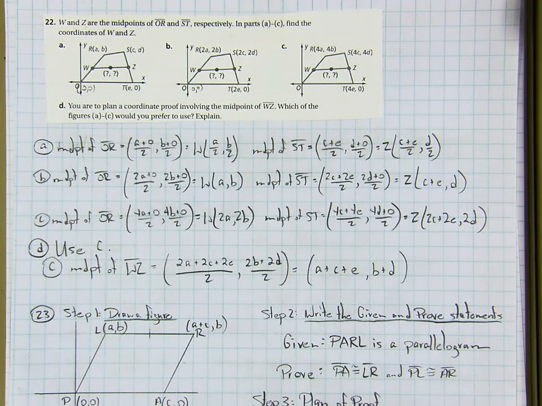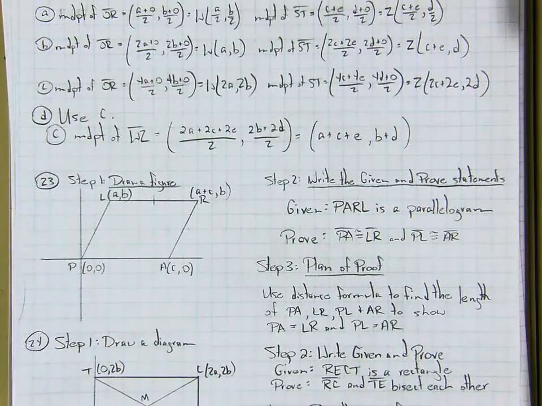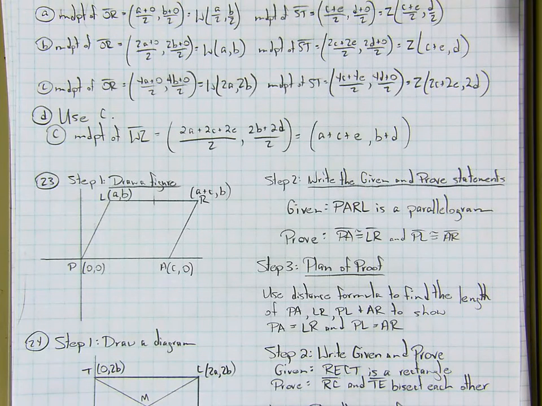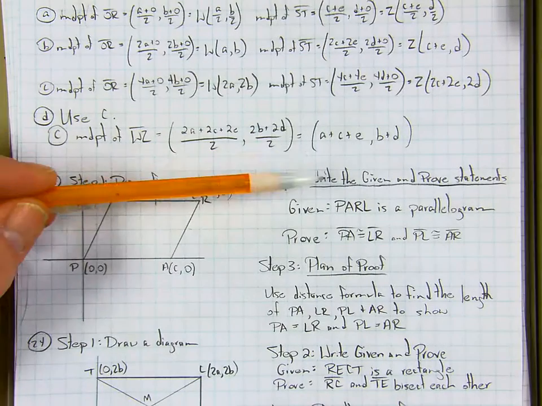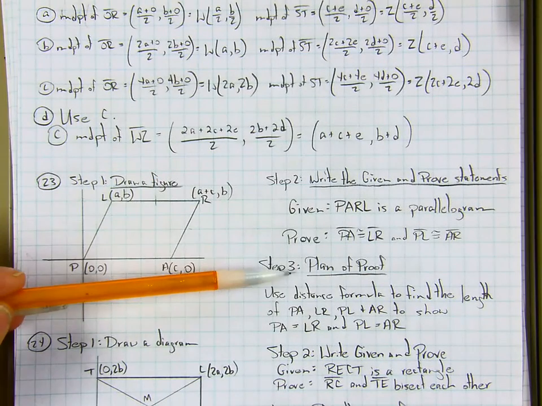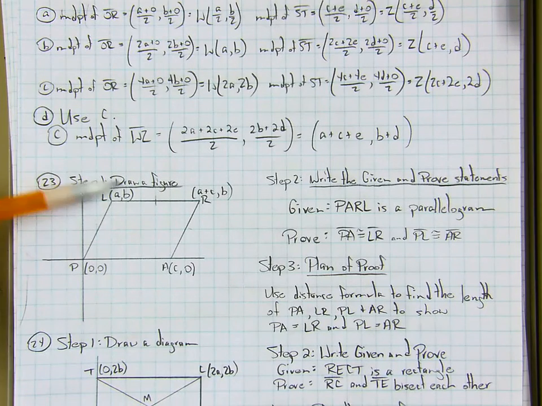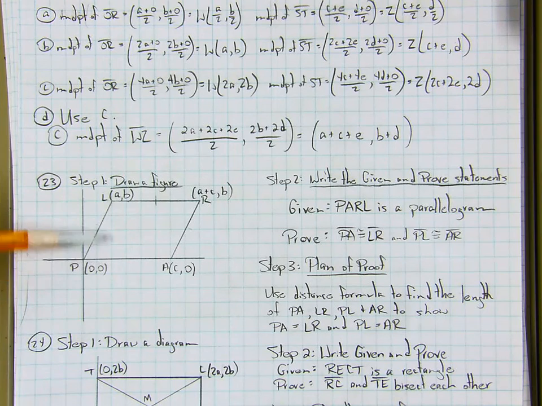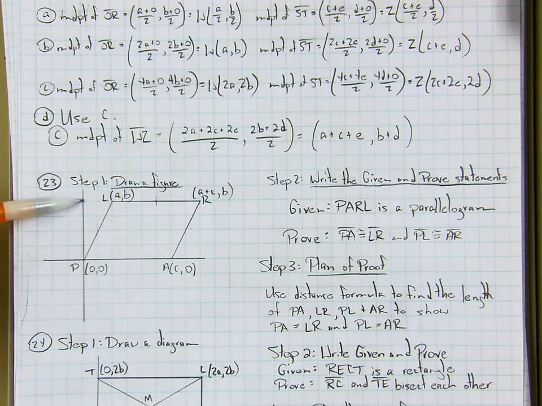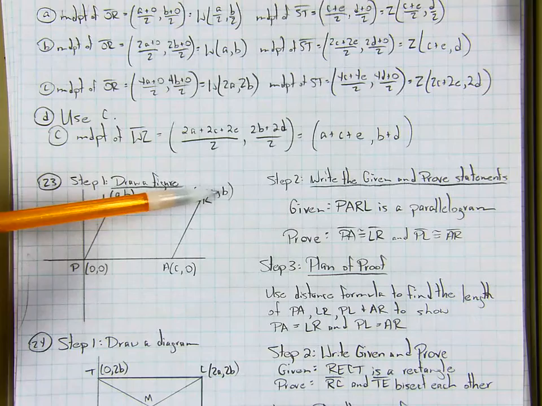All right, number 23. We were supposed to plan a proof. The plan of a proof starts with draw a figure, write your given and proof, then plan the proof. Tell me what formulas you're going to use and how you're going to use them. All right, we had to have a parallelogram, so I drew a parallelogram. This point was 0, 0. Then I named them as I went away from the y-axis, 0, 0, A, B, C, 0, and then this would have been A plus C, B.